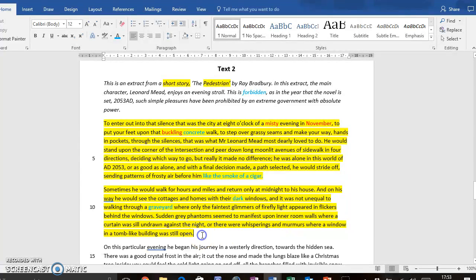So there's lots to talk about here that you do want to pick up on, ending with that tomb-like building. A really gothic ending that seems to suggest, foreshadow, if you want to use structure terms, something bad's going to happen to him on this walk.